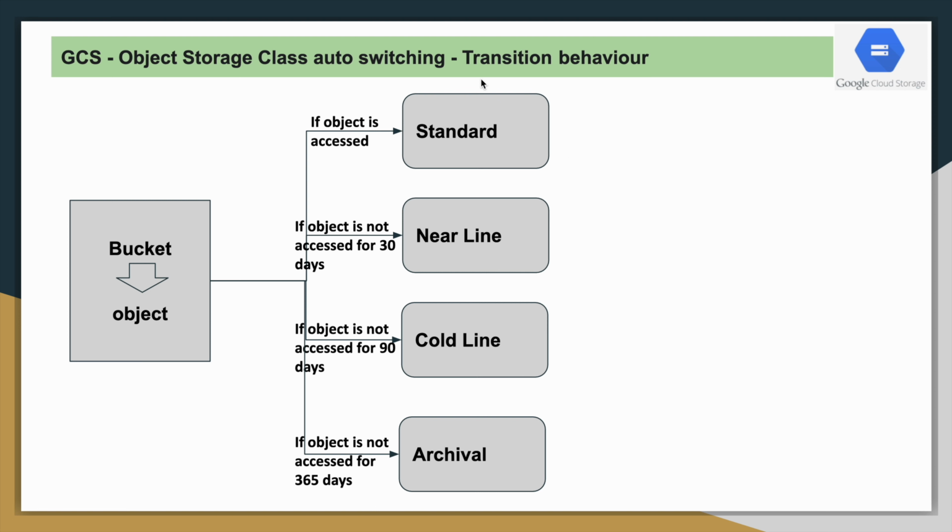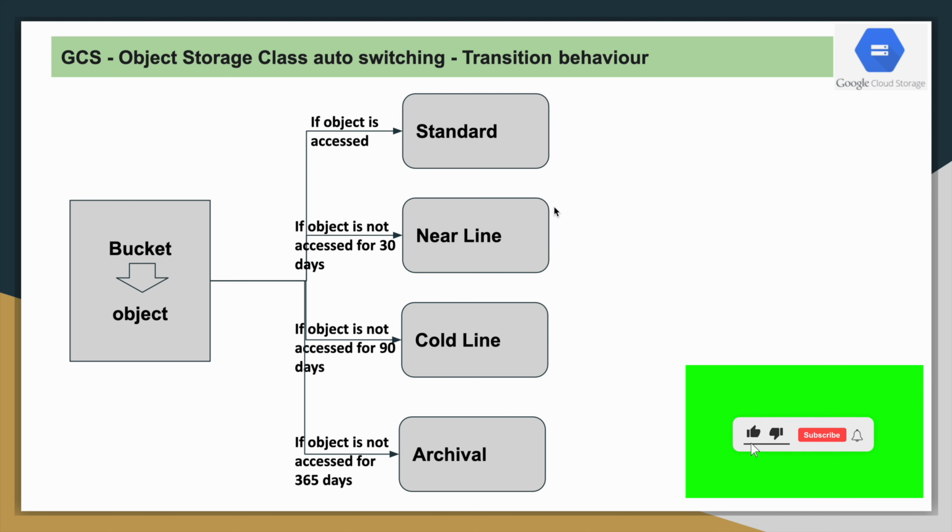That means switching the object between different storage classes to save cost, because usually your Nearline storage class will have a lesser cost to store data than Standard. In the same way, Coldline will have lesser cost than Nearline, Archive will have lesser cost than Coldline, right? So in order to save cost, if the transition has to happen automatically, then you will go for this feature.